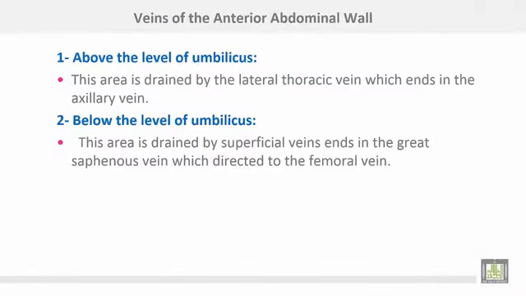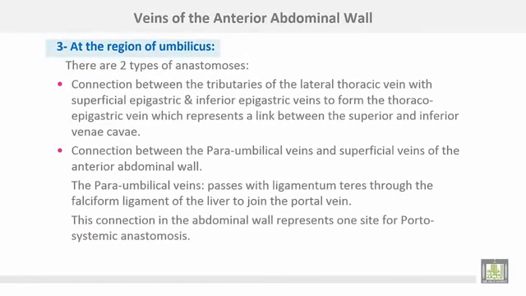The veins of the anterior abdominal wall: dividing at the level of the umbilicus, the area above is drained by the lateral thoracic vein, which ends in the axillary vein. Below the umbilicus, this area is drained by superficial veins and the great saphenous vein, which drains to the femoral vein. But at the region of the umbilicus, there are two types of anastomosis. First, connection between tributaries of the lateral thoracic vein with superficial epigastric and inferior epigastric veins to form the thoracoepigastric vein, which represents a link between the superior and inferior vena cava.